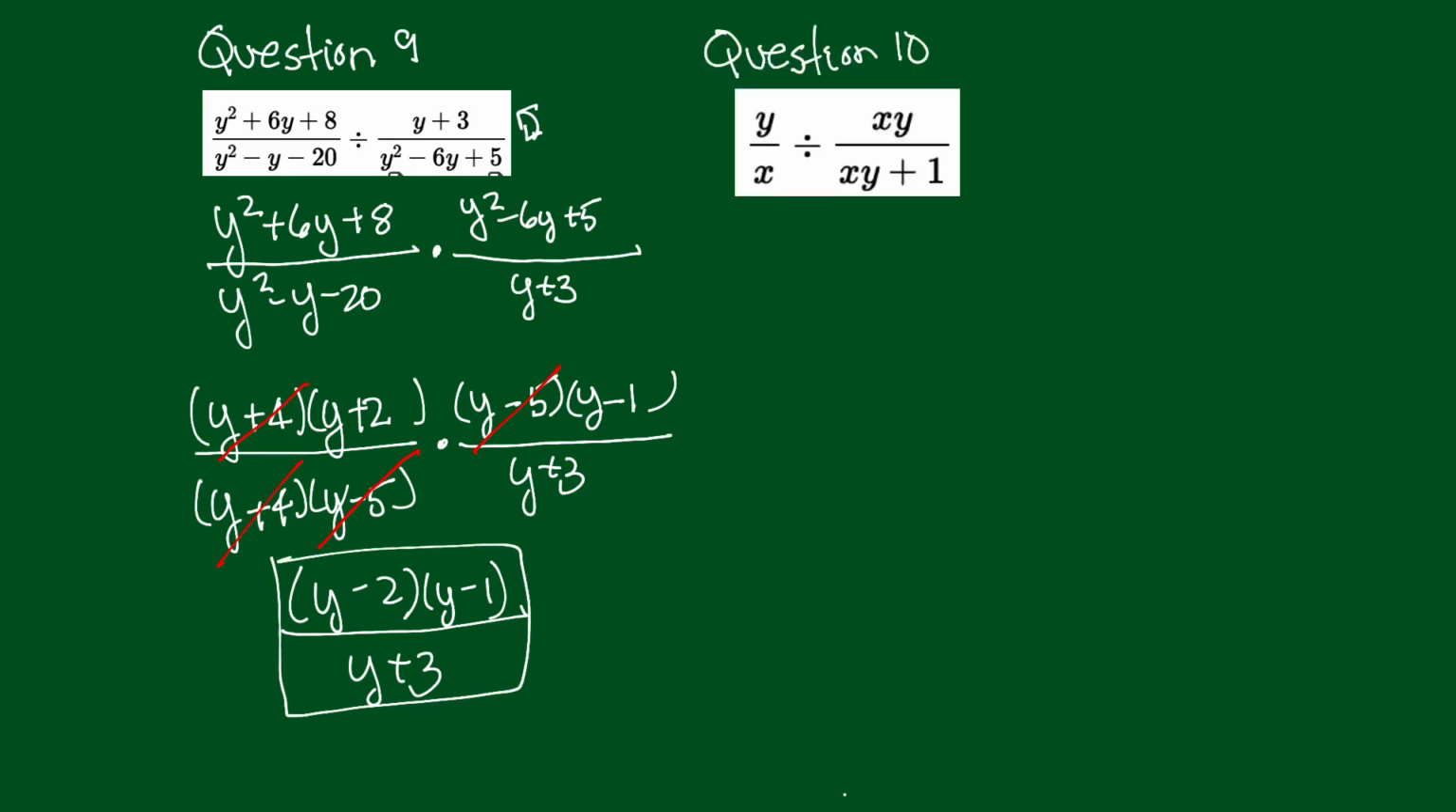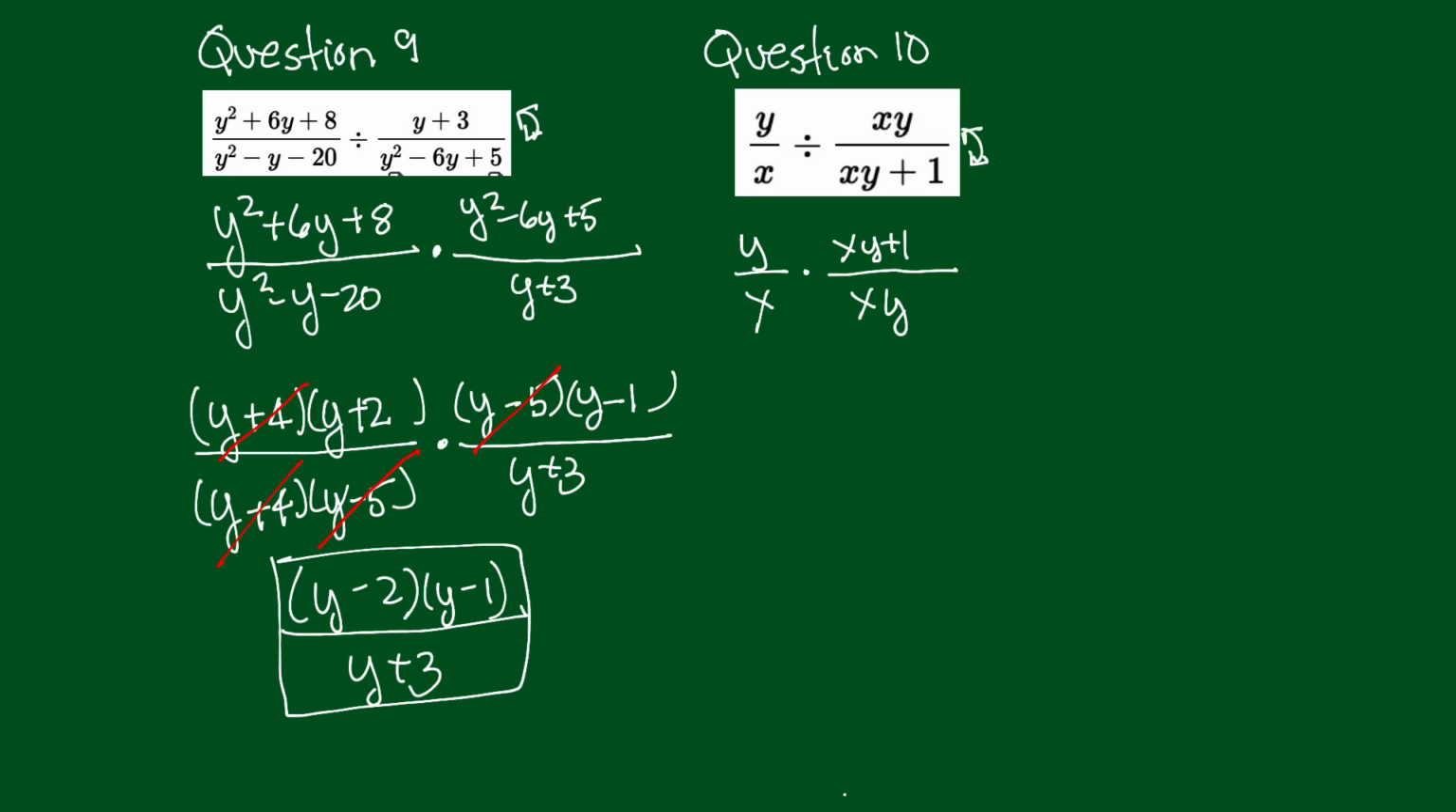And finally, our question 10 is a division. So let's start by inverting this. Take the reciprocal. So how about this? We'll have y over x times xy plus 1 over xy, right? I'm just going to take the reciprocals. We'll just flip them over.